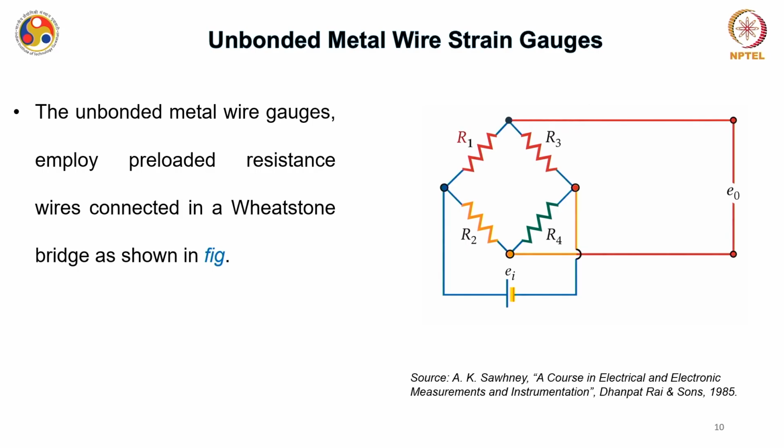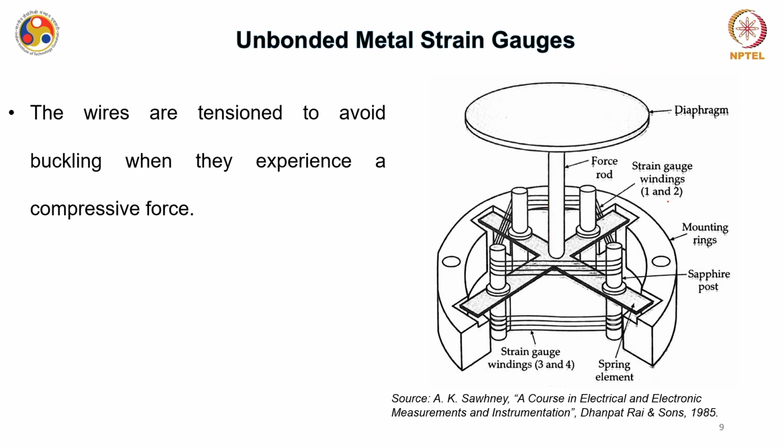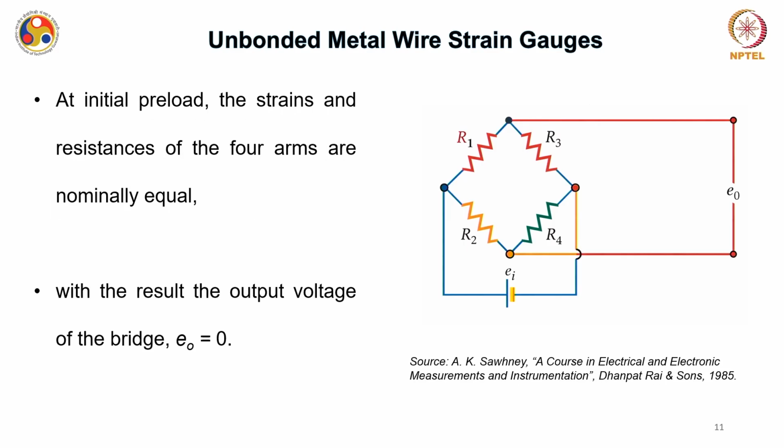And that's exactly why I was talking about strain gauge windings 1 and 2 and strain gauge windings 3 and 4, which are acting as resistances R1, R2, R3, R4. At initial preload, the strains and resistances of the 4 arms are normally equal, and when you have equal resistances, you know that the Wheatstone bridge is balanced, meaning that the output voltage of the bridge is 0.